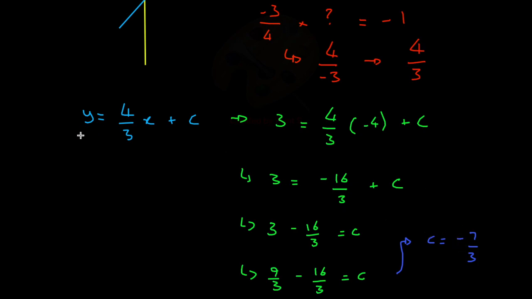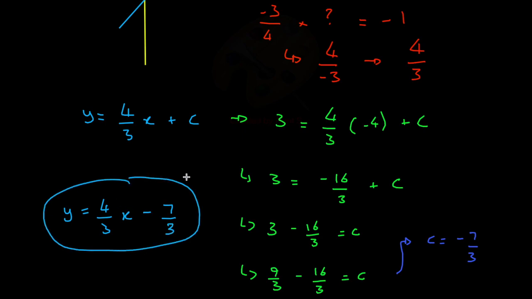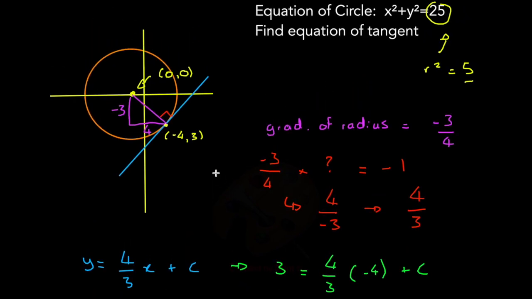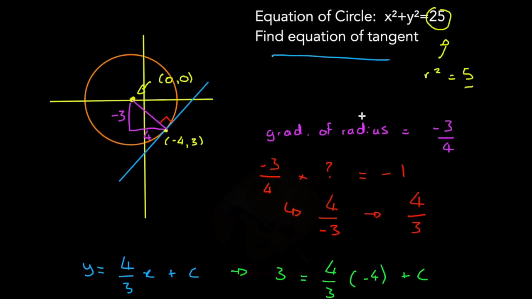And now we've got all the parts of our equation for the tangent. So we can just put this in, and we get for our final equation of the tangent, y is equal to 4/3x minus 7/3. And that is our answer to the question.